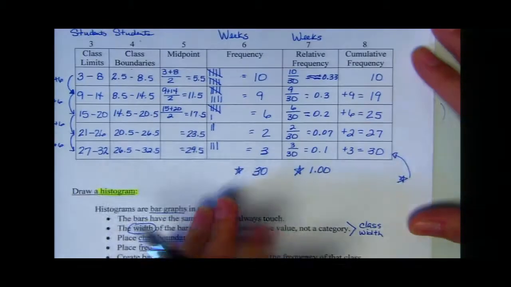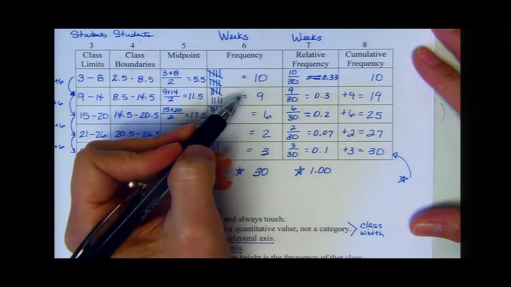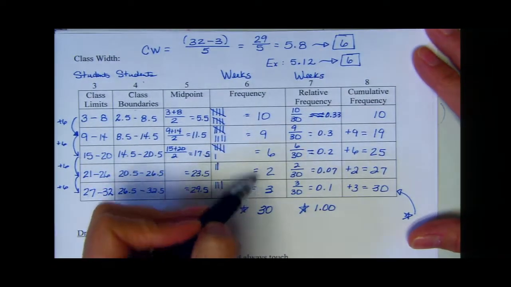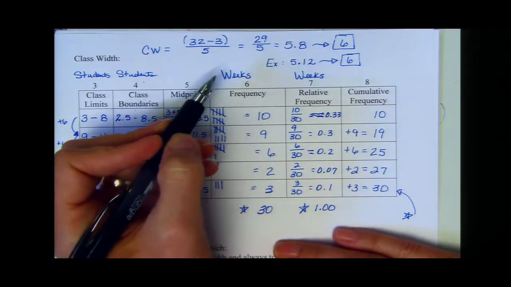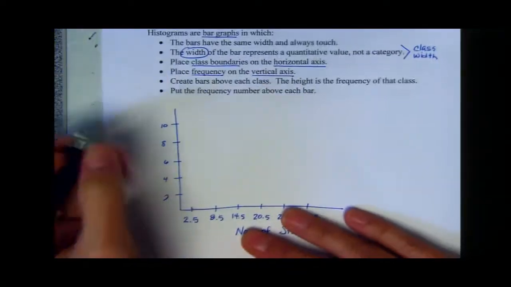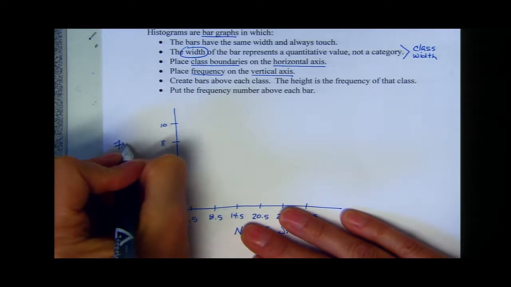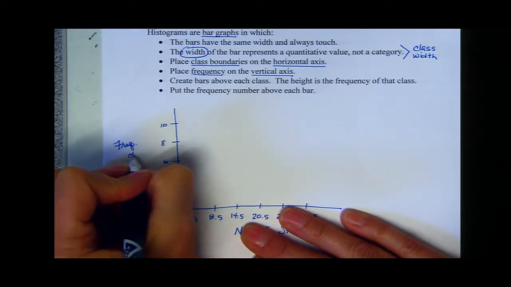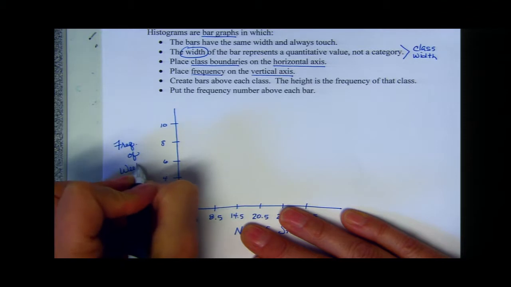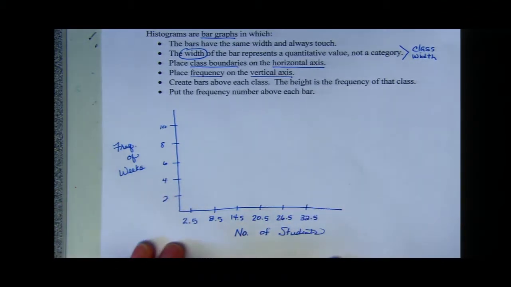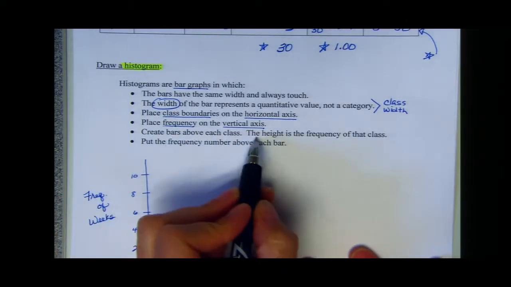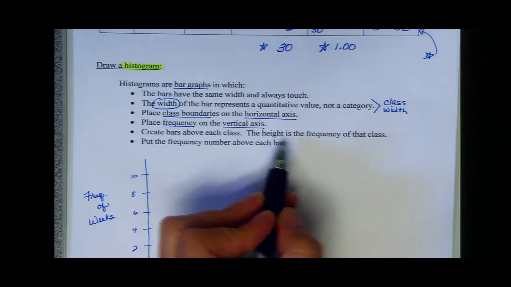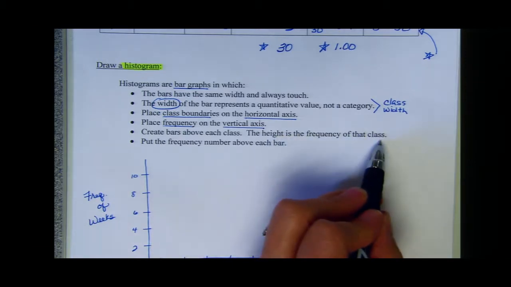And because I made sure that I established this when I was creating my frequency table, the frequency deals with the frequency of weeks that this occurred. So when I label this, it will be frequency of weeks. So what I'm going to do now, it says create the bars above each class. The height, or how tall it is, is the frequency of that class.